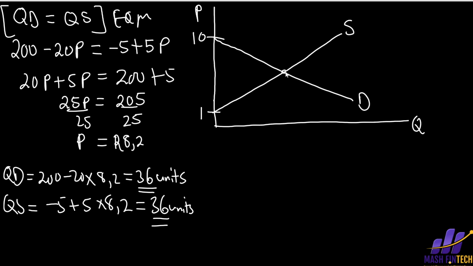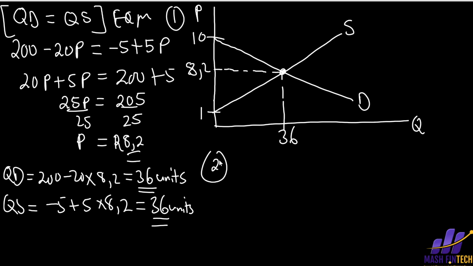They meet at equilibrium here, where the equilibrium quantity is 36 units and the equilibrium price is 8.2. My apologies, 8.2. All right, and then this concludes the first part of the question. We have calculated and we have drawn.